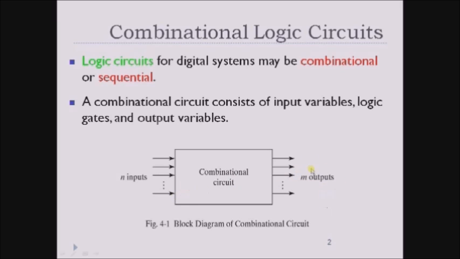Now, these m outputs of this combinational circuit totally depend on the present state of the inputs. These outputs only depend on the present inputs. So if you give an input at a time x, then based on those inputs, you'll get the output. That is what a combinational circuit is. It accepts n inputs and provides m outputs, and the outputs totally depend on the present inputs.